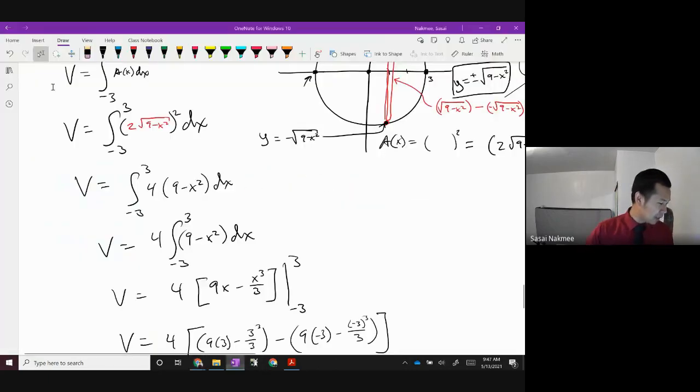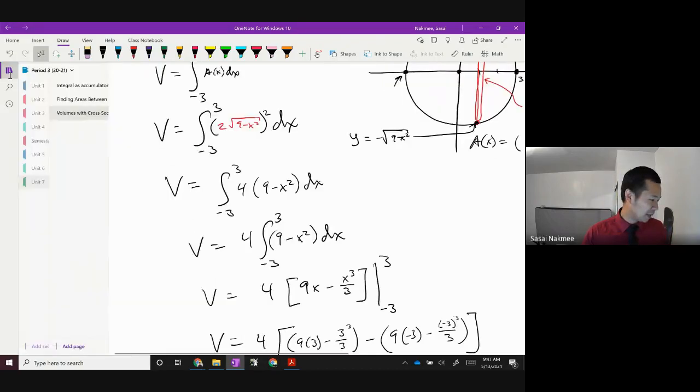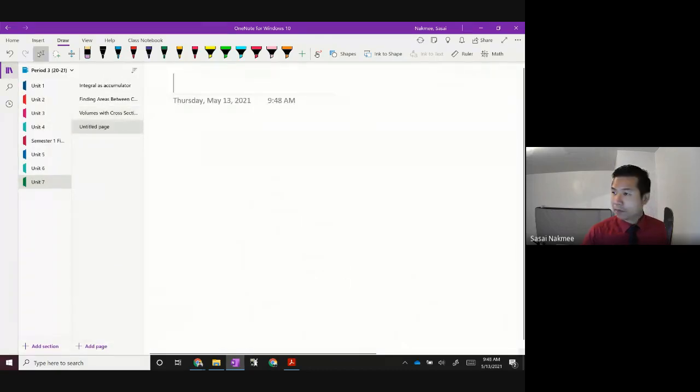All right, let's start off on, I believe this will be the last section. Well, it's a two-part last section. Hopefully I can get through it all today. Chances are no, but I'm going to try. So let's go. Last one right here. Let's go ahead and call this volume with disk method.